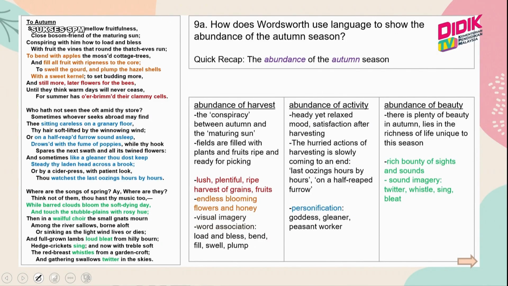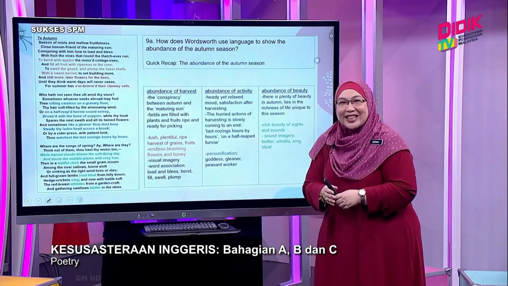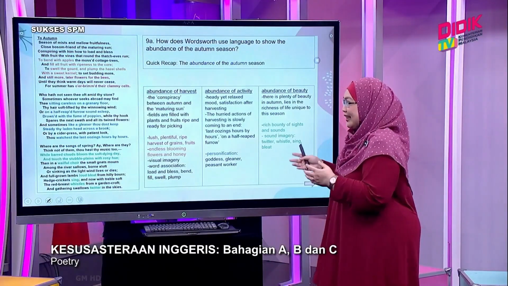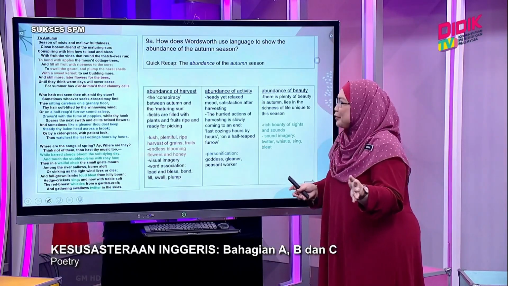An A question that goes, how does Wordsworth use language, don't forget, language use, to show the abundance of the autumn season? All right, so when you open up to section C, poetry, first thing you will see would be the poem itself. The poem's provided, no worries there. What's colored for you today, for you to better understand, that's what's not going to be there. So you really need to know your stuff, okay?